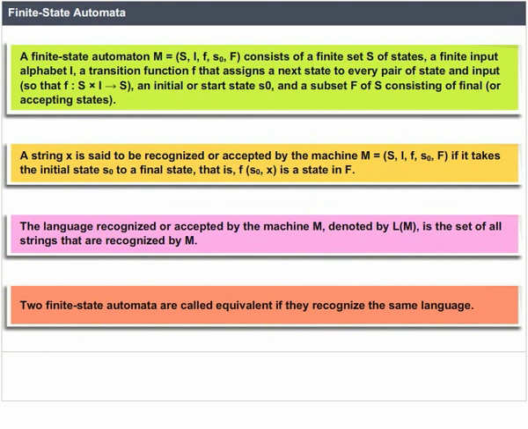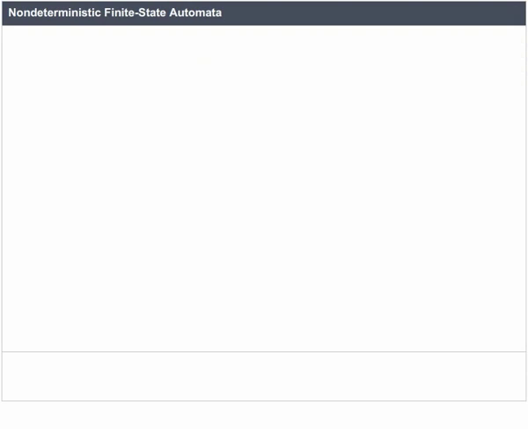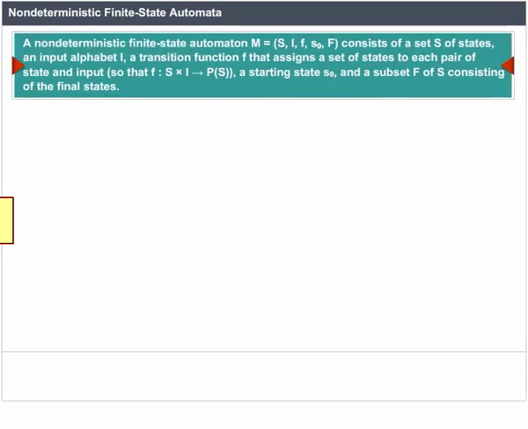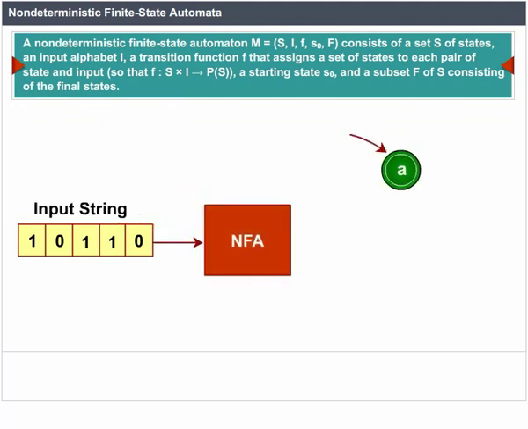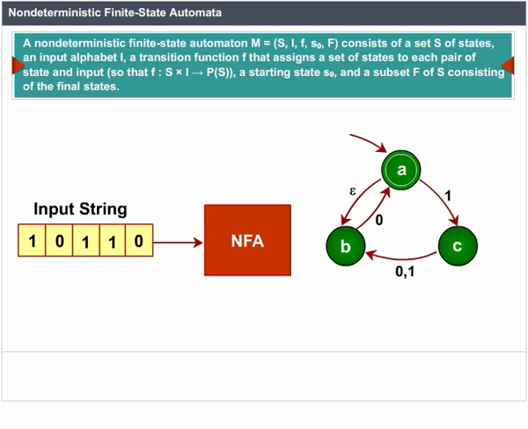Non-deterministic finite state automata. A non-deterministic finite state automaton, M = (S, I, f, S0, F), consists of a set S of states, an input alphabet I, a transition function f that assigns a set of states to each pair of state and input, so that f maps S × I to P(S), a starting state S0, and a subset F of S consisting of the final states.